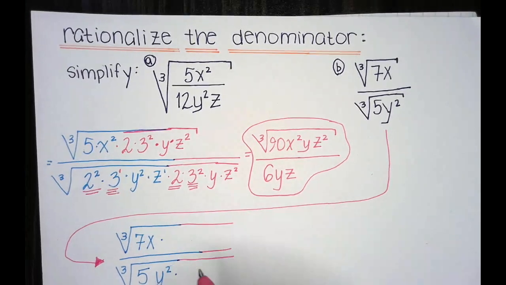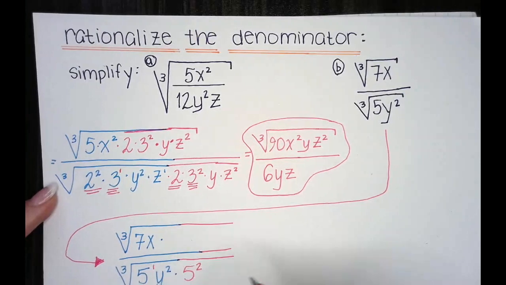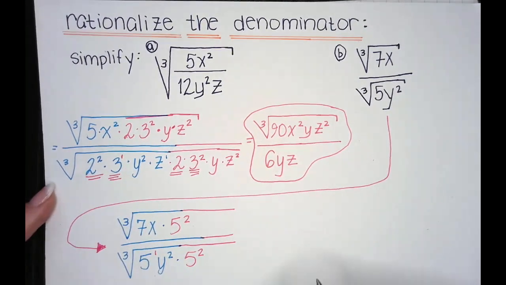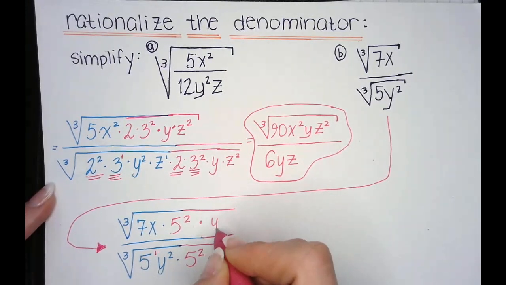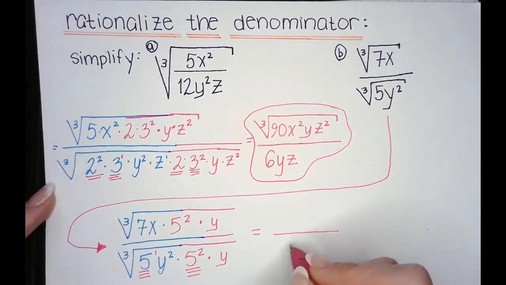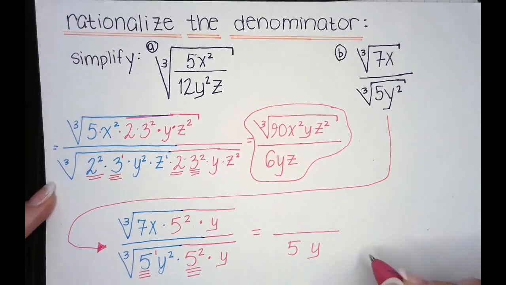I have no cube root on bottom anymore. Well, I need 2 more 5s. So I have 3 altogether. So it's 5 squared and 5. But if I give that a 5 squared, I have to give the top a 5 squared. Oh, sorry. And I have y squared, so I just need another y, and I need another y. On bottom, I now have 5 to the third power. And what is the cube root of 5 to the third? It's 5. I also have y to the third, and the cube root of that is y.